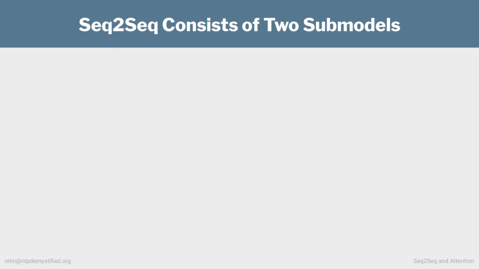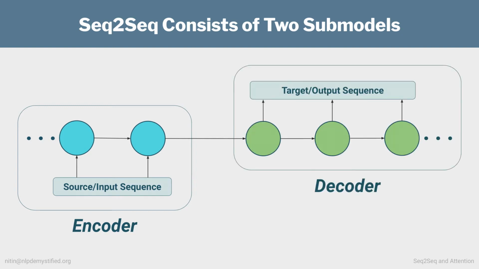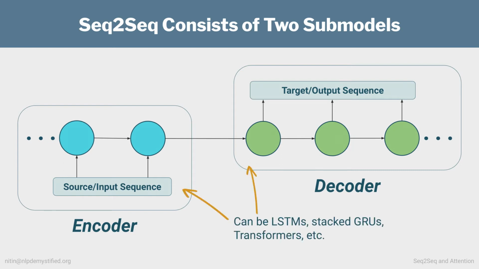A Seq2Seq model consists of two submodels. One of them is called the encoder, and it's responsible for processing the input sequence. The other is the decoder, and it's responsible for generating the output sequence. This is why you'll sometimes see Seq2Seq models referred to as encoder-decoder models. The submodels themselves can be implemented using any architecture, such as LSTMs, stacked GRUs, or, as we'll learn about soon, transformers. In this video, we'll assume both the encoder and decoder are some type of RNN.